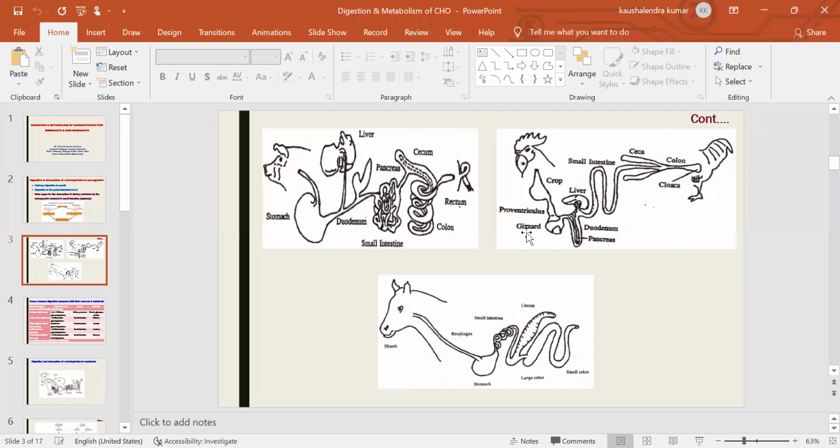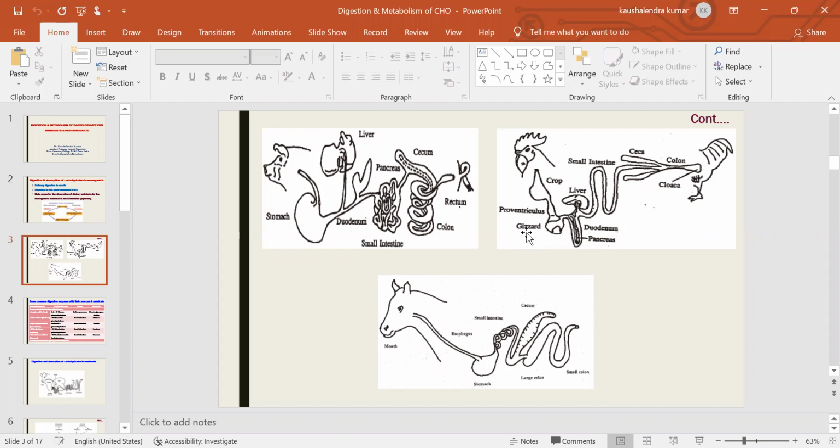So in GI tract digestion, after that, the food enters into the small intestine, and is mixed with the secretion of the duodenum. The duodenum is the first part of the small intestine, and the liver, pancreas, and other organs are associated with it, because different types of secretion come to the small intestine from those organs.